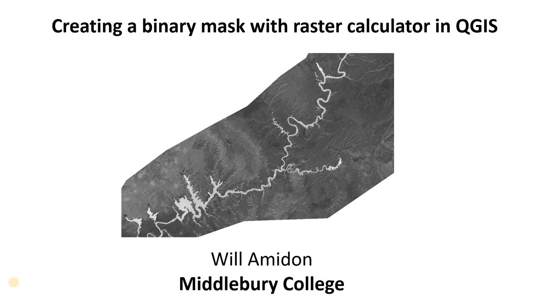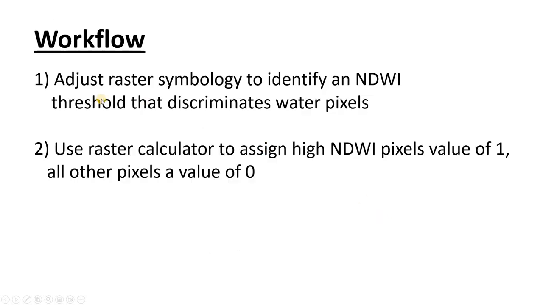Welcome. In this video, I'm going to show you how to create a binary mask using Raster calculator in QGIS. So our objective is to essentially create a raster layer in which all of the water pixels have a value of 1 on Lake Powell, and all of the land pixels have a value of 0 in the surrounding areas. That's what a binary mask is.